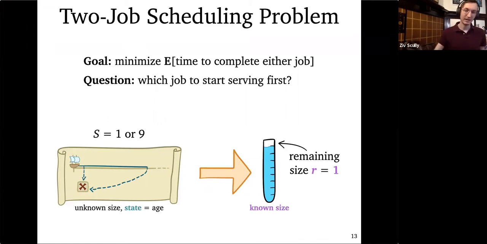Okay, let's talk about a harder case. Let's say I've got remaining size 4 on my known size job. A question for the audience: which job should I start serving first? Or even if we don't have an answer yet, what's something I can think about when deciding which job to serve first? Any ideas how to figure out which job to serve first between 1 or 9 versus definitely 4?